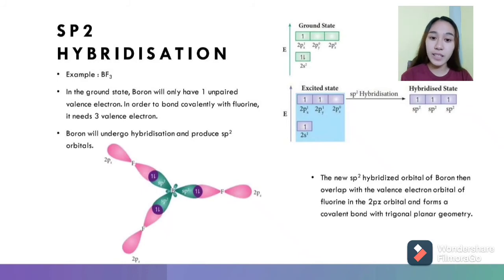These three unpaired valence electrons will undergo hybridization, particularly the sp2 hybridization, and we will produce three unpaired valence electrons in the sp2 orbitals. These new sp2 hybridized orbitals of boron can now overlap with the orbitals of fluorine and form a sigma bond, or a covalent bond, with one another, and will assume the trigonal planar geometry.